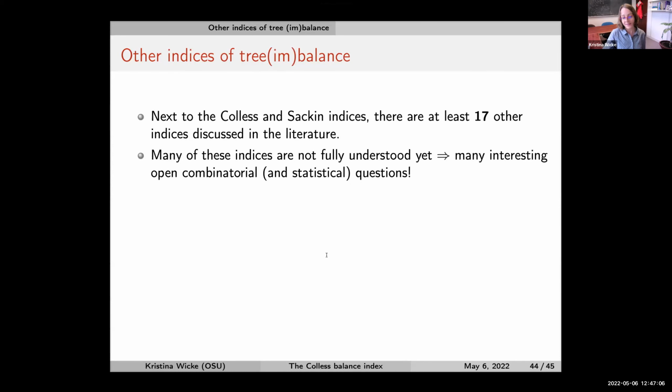Okay, so that's the connection to the Sackin index. But then, as I said on the first slide, the Colless and Sackin indices are also not the only ones. There are at least 17 other indices discussed in the literature. And many of these indices are not fully understood yet. So there are many interesting open combinatorial and statistical questions.